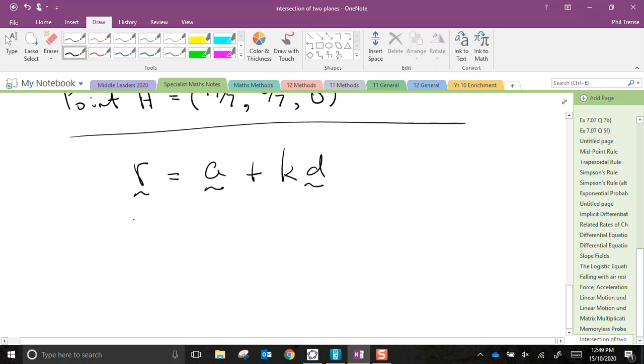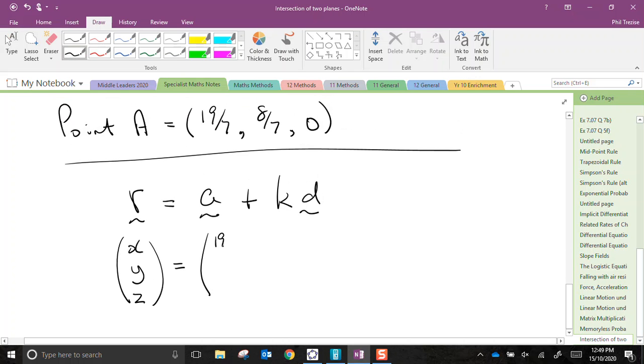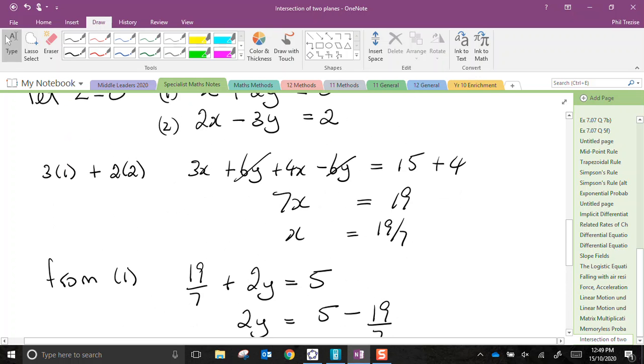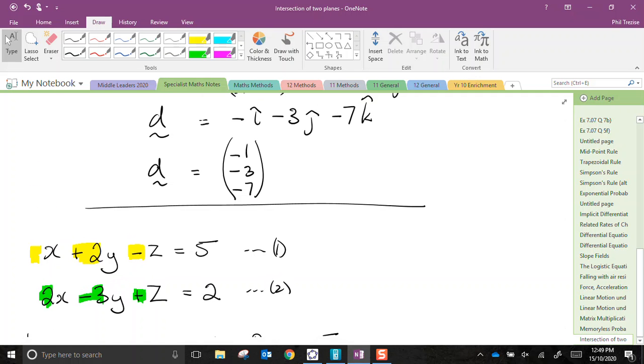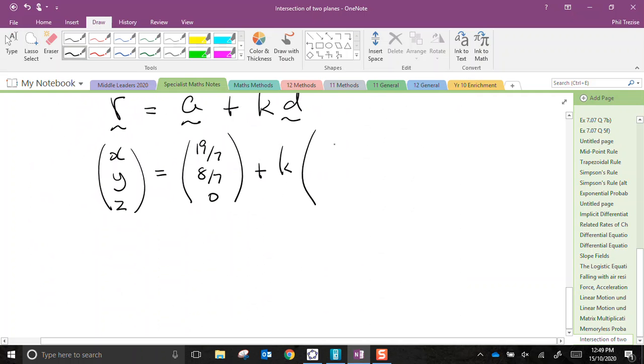So my arbitrary point x, y, z, well, what was point A? It was 19 over 7, 8 over 7 and 0, plus k, and my direction vector was, minus 1, minus 3, minus 7. That's the vector equation of a straight line.